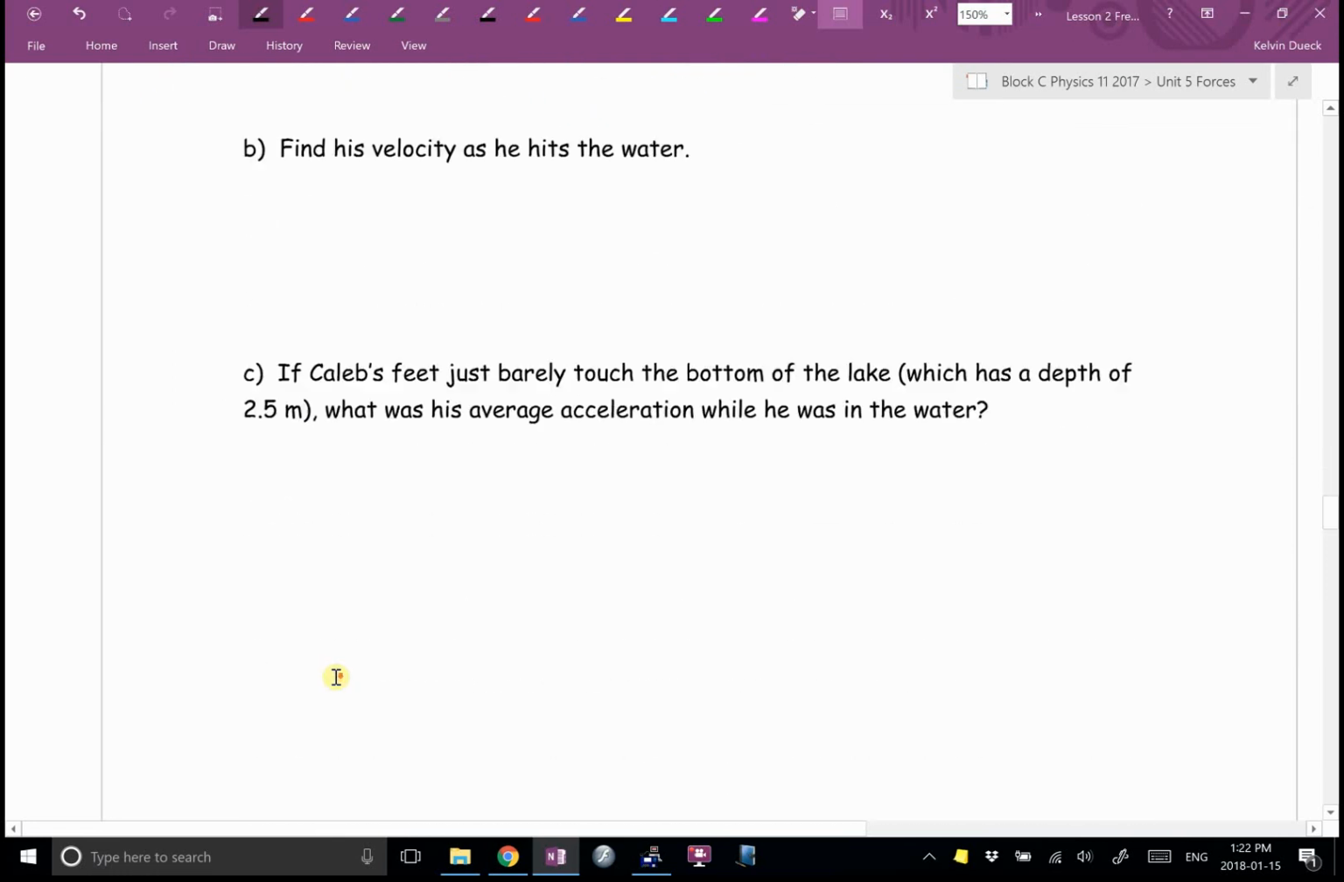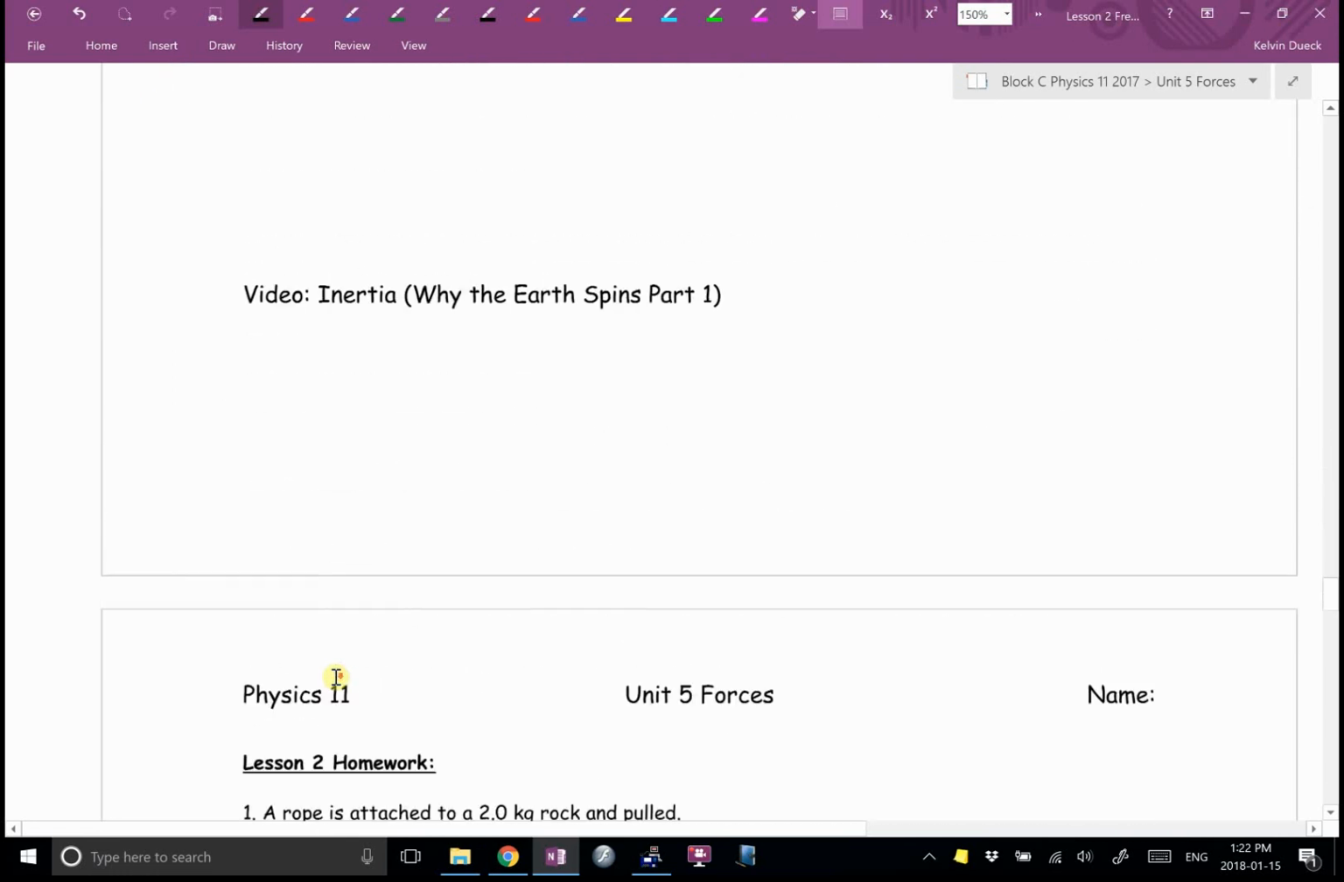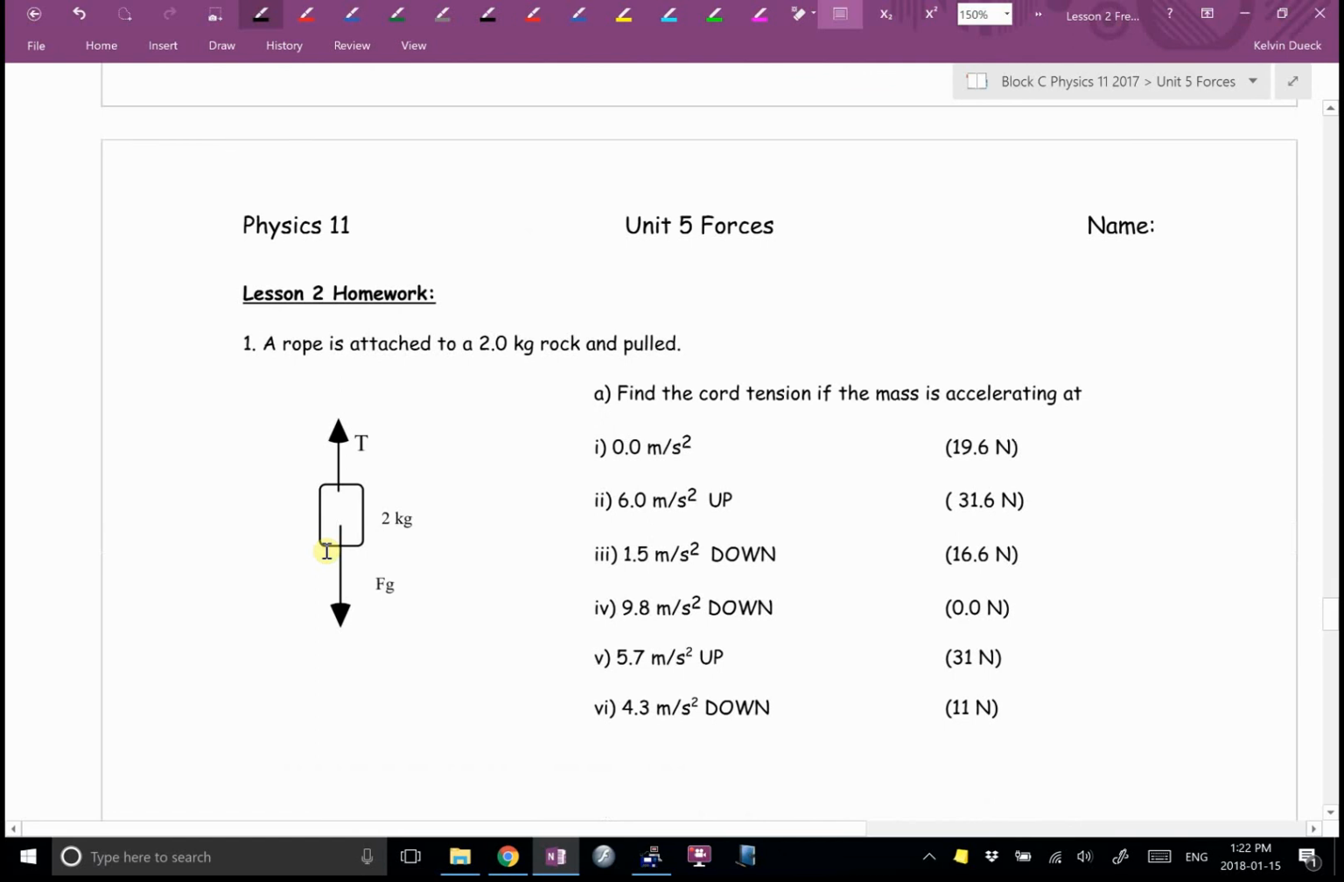Homework that you can start with. You can try number 1 as kind of a head start if you want. But I'm going to say put your pencils down, look up.